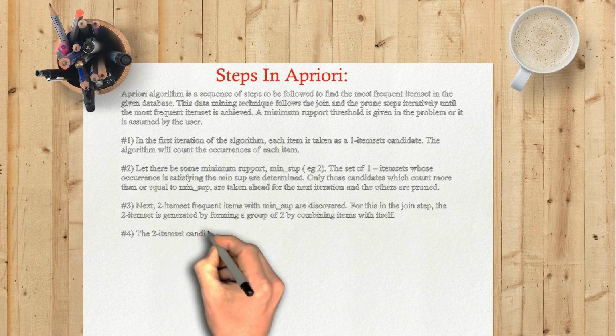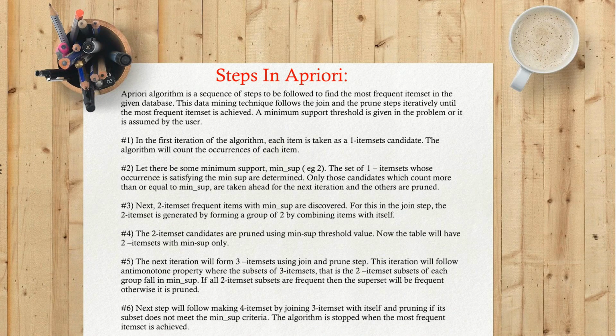Steps in Apriori. The Apriori algorithm is a sequence of steps to be followed to find the most frequent item set in the given database. This data mining technique follows the join and the prune steps iteratively until the most frequent item set is achieved. A minimum support threshold is given in the problem, or it is assumed by the user.